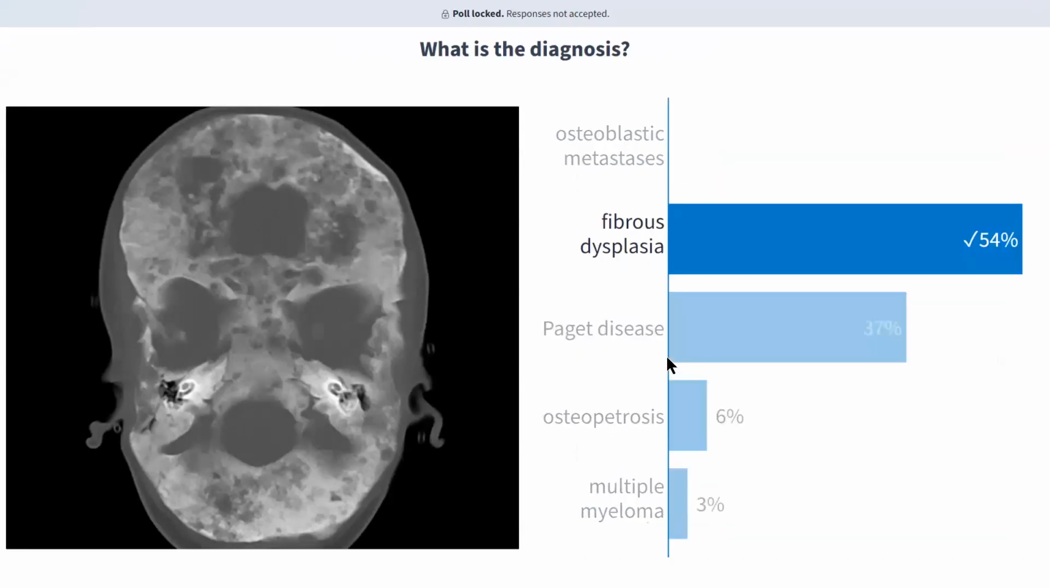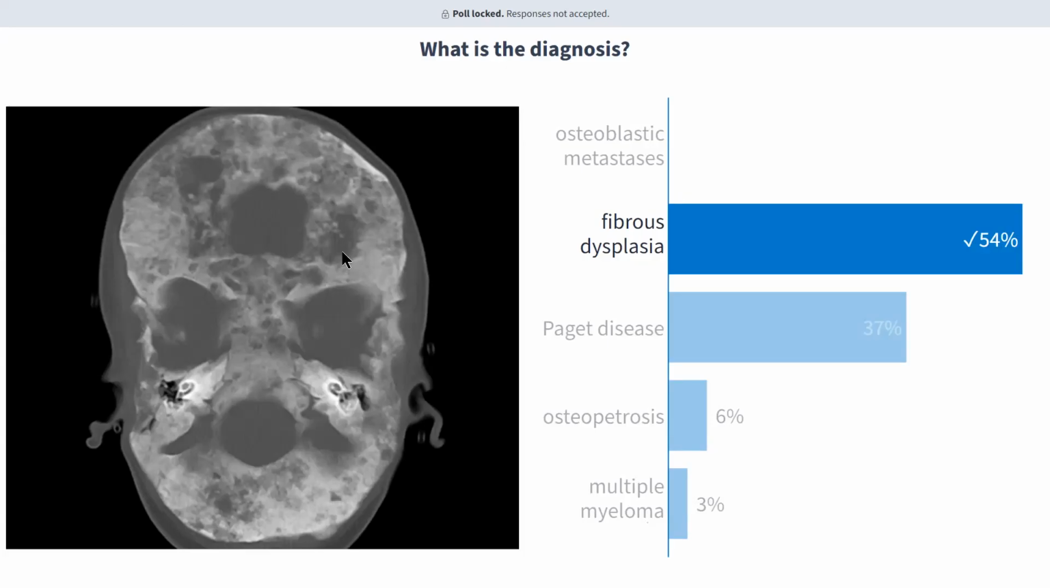Okay, the majority got the answer correct, which is fibrous dysplasia. 37% did choose Paget's disease. However, Paget's disease is usually described as coarsening of the trabeculae and thickening of the bone, but this is marked expansion of the bone of the calvarium and skull base here, and the inside of the bone has this blotchy ground glass texture to it that is typical of craniofacial fibrous dysplasia. It's involving multiple bones throughout the skull base and calvarium here.